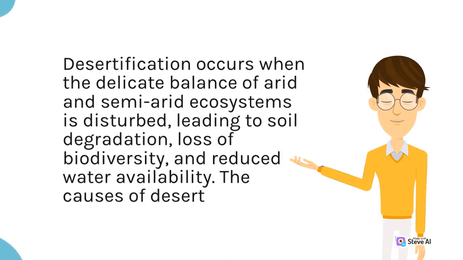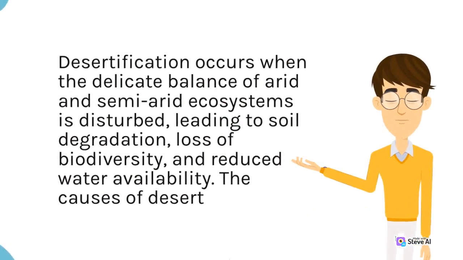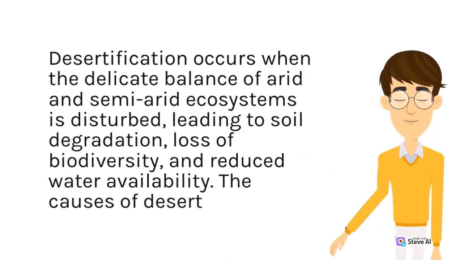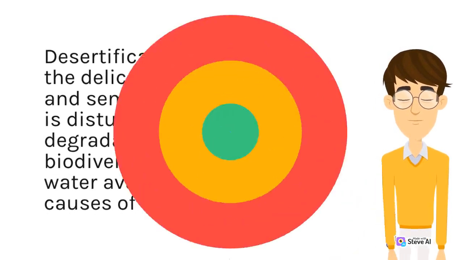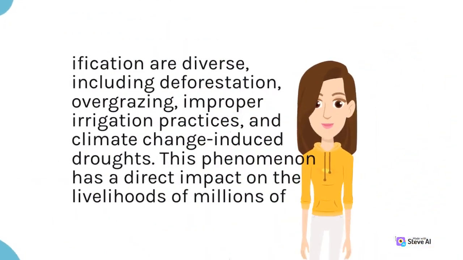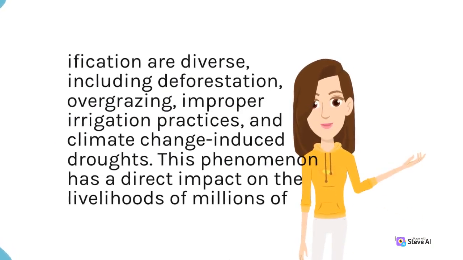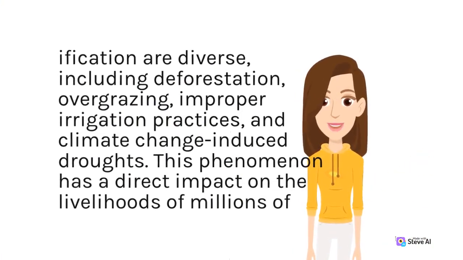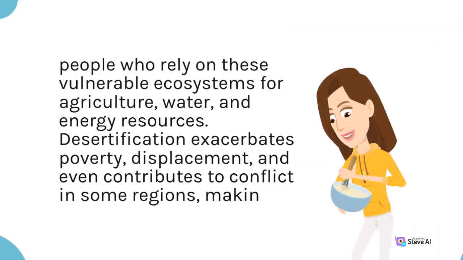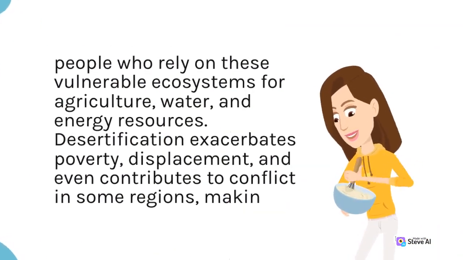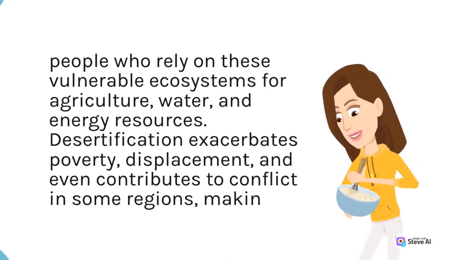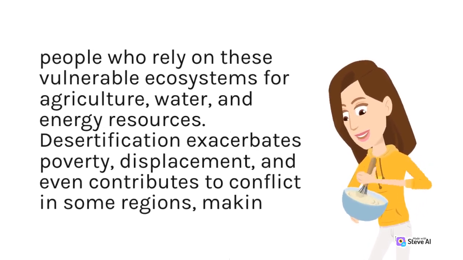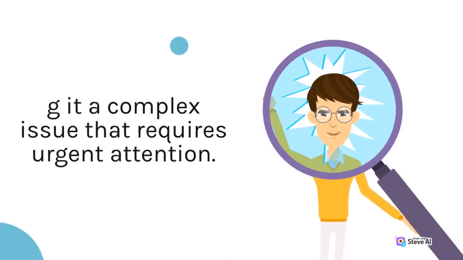Desertification occurs when the delicate balance of arid and semi-arid ecosystems is disturbed, leading to soil degradation, loss of biodiversity, and reduced water availability. The causes of desertification are diverse, including deforestation, overgrazing, improper irrigation practices, and climate change-induced droughts. This phenomenon has a direct impact on the livelihoods of millions of people who rely on these vulnerable ecosystems for agriculture, water, and energy resources. Desertification exacerbates poverty, displacement, and even contributes to conflict in some regions, making it a complex issue that requires urgent attention.